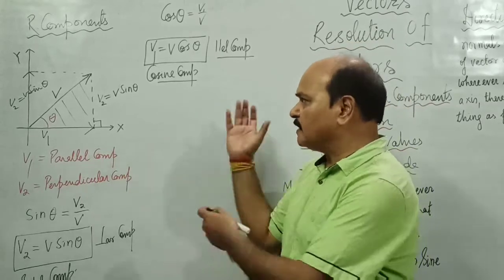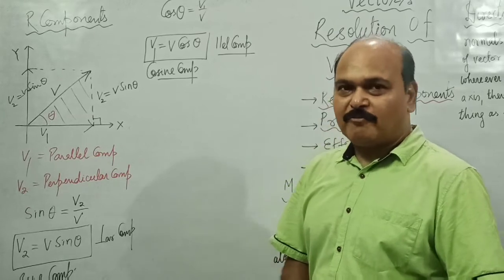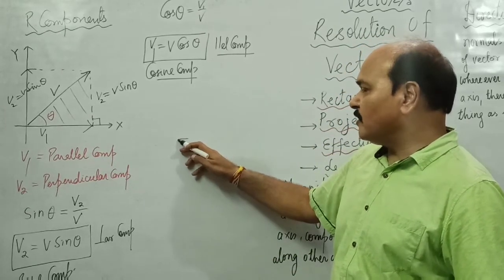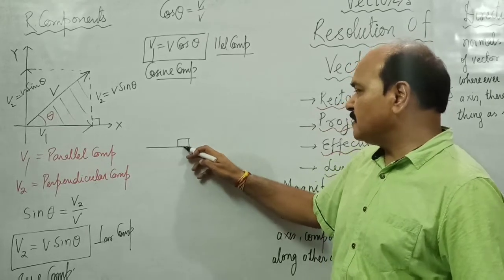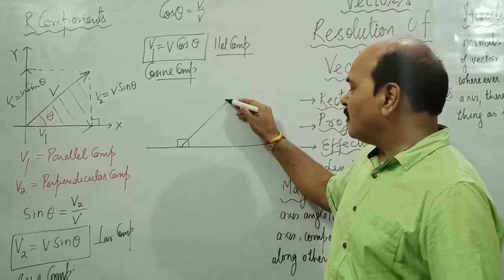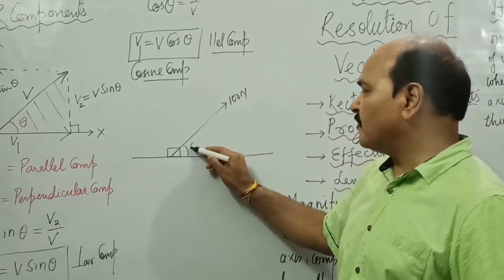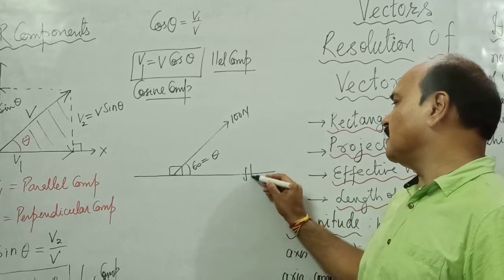How is it effective value of vectors? Let us straight away apply it and understand the component as effective value of vectors. Suppose this is a body lying over a horizontal surface, and this body is acted upon by say a force of 100 Newton at an angle 60 degree from horizontal. This is horizontal.